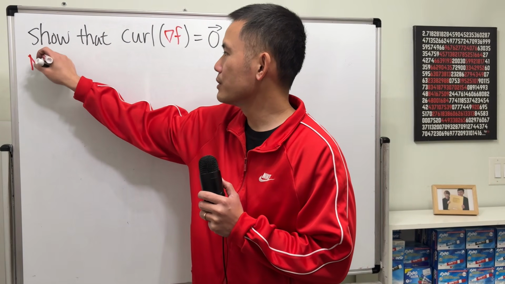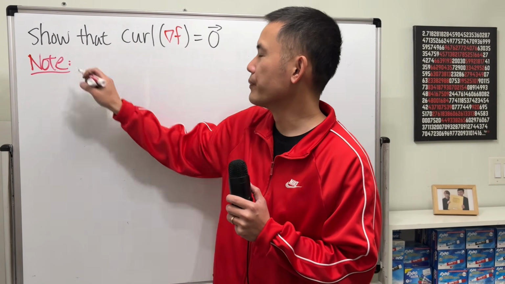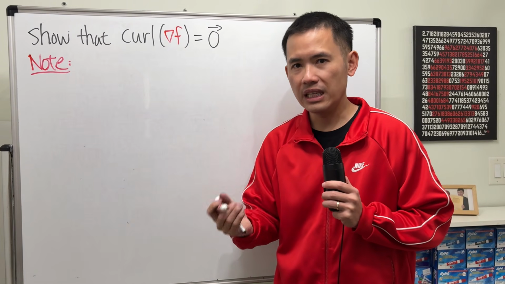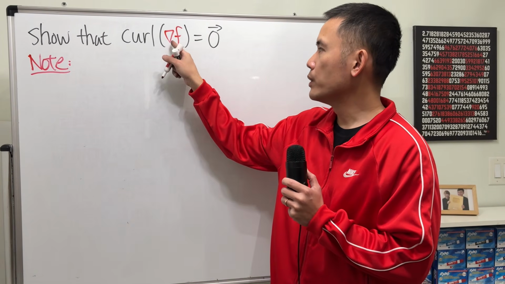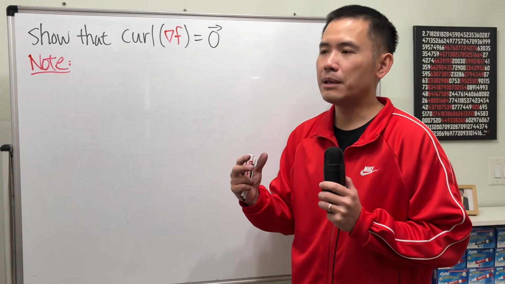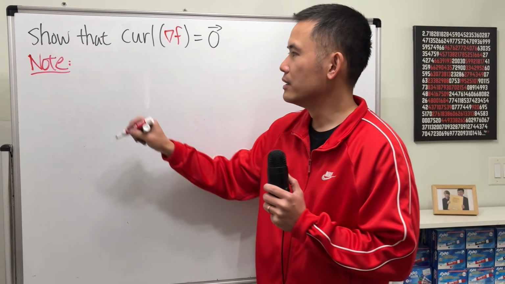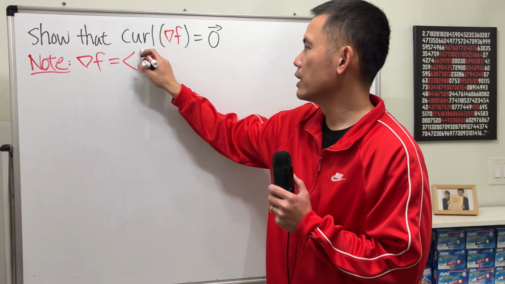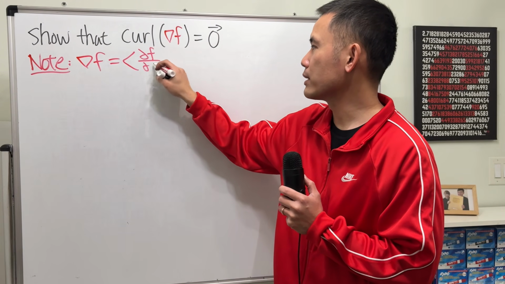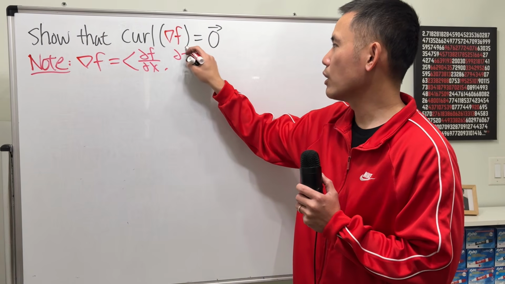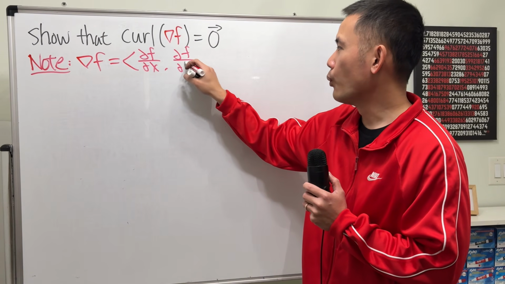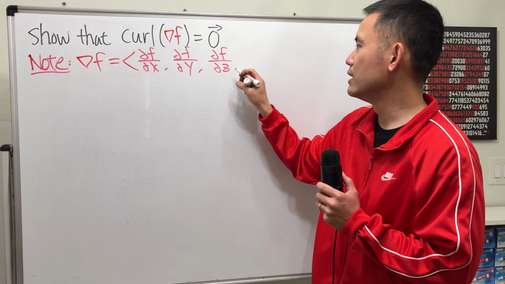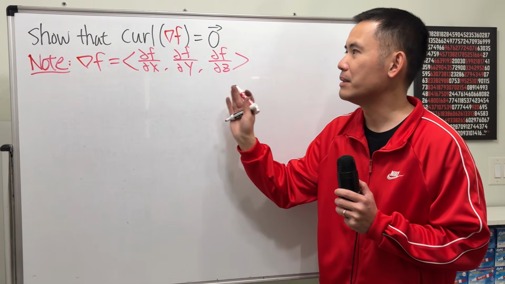Firstly, I'm just going to do a quick review. Remember, f is our multivariable function, a scalar function technically, and when we do the del of f, it becomes a vector. So I will write this down for you guys. Del of f is equal to the partial of f with respect to x, and then the partial of f with respect to y, and then the partial of f with respect to z. So definitely keep this in mind.